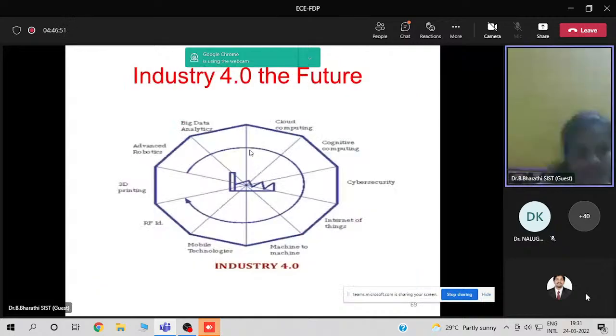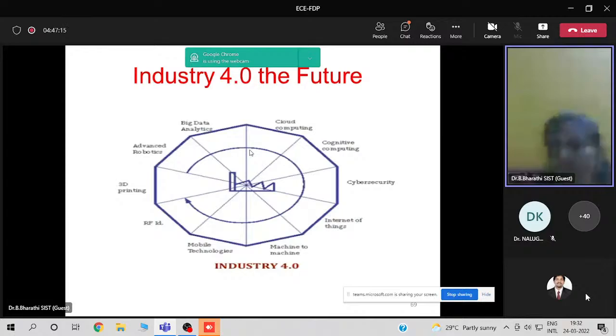Okay, so now we have started talking about something called Industry 4.0, and now even Industry 4.0 is not in the market. People have started talking about Society 5.0. Industry 4.0 is nothing but an accumulation of all latest technologies of the future, like cognitive computing, cyber security, Internet of Things, mobile technologies, 3D printing.